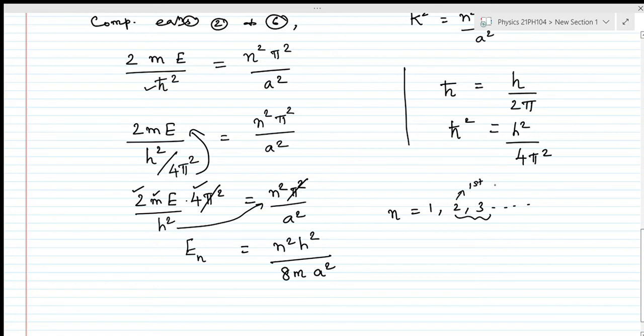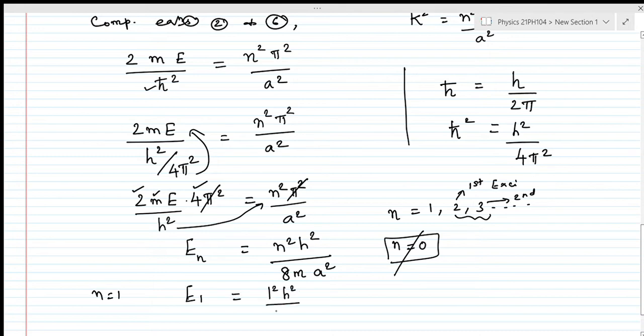N is equal to 3, second excited energy level, and so on. Since it is a freely moving particle, n is equal to 0 should not be taken. Now, when n is equal to 1, the above equation becomes E1 is equal to 1 square h square divided by 8ma square, which is equal to h square by 8ma square.